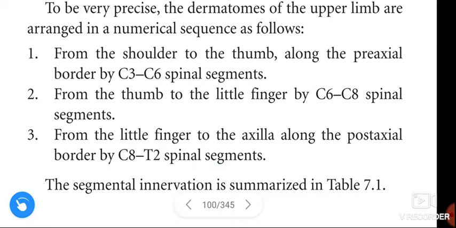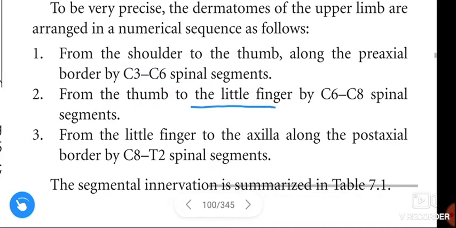See once again, guys. From the shoulder to the thumb along the preaxial border by C3 to C6 spinal segments. From the thumb to the little finger by C6 to C8 spinal segments. From the little finger to the axilla along the postaxial border by C8 to T2 spinal segments.